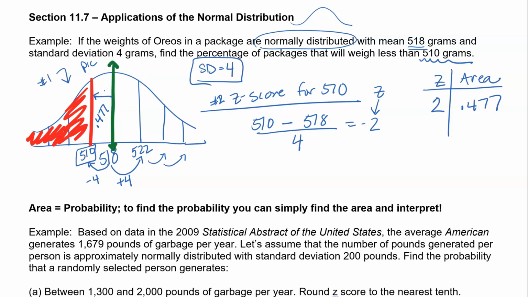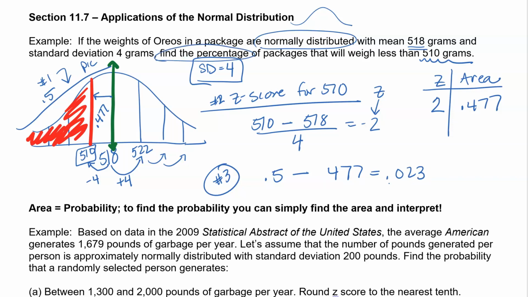And so if I want to find the area shaded in red, I'm going to have to take the whole left side, which is 0.5. Okay, so now I'm on step 3. I'm going to take 0.5 and I'm going to subtract the area that I don't want to get the area that I do want. Okay, so 0.023, and it's asking for the percentage, so I'm going to take that decimal, move it 2 spots to the right, and get 2.3%.